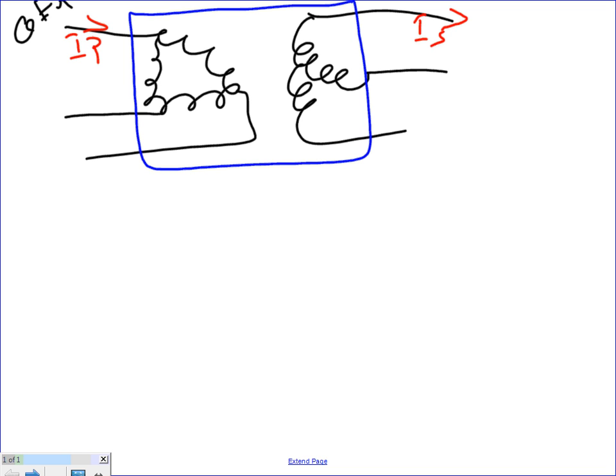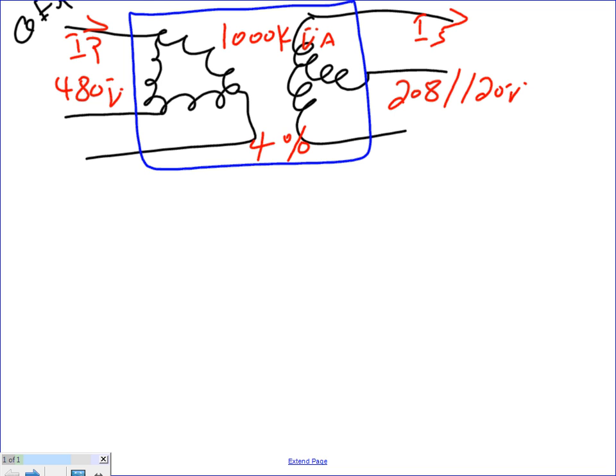And the voltage on the primary is 480 volts. On the secondary side, what am I pulling here? I should be pulling 208/120. Can't pull 240/120 in this system. What do you look at, Chad? I'm pulling 208/120. Okay? And the size of this baby is 1,000 kVA, and the impedance is 4%.